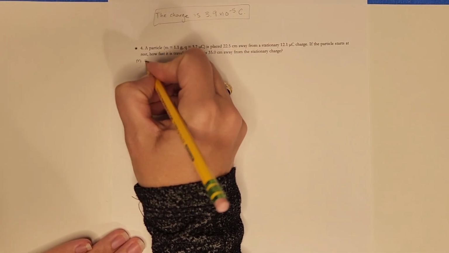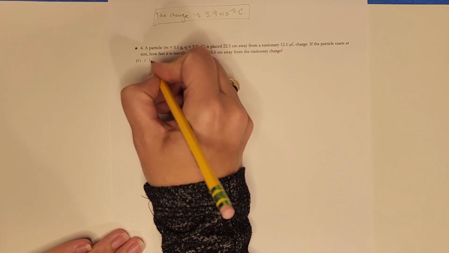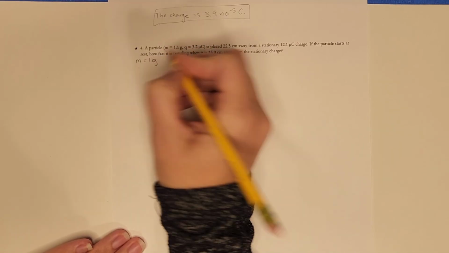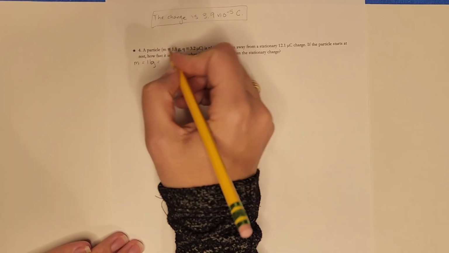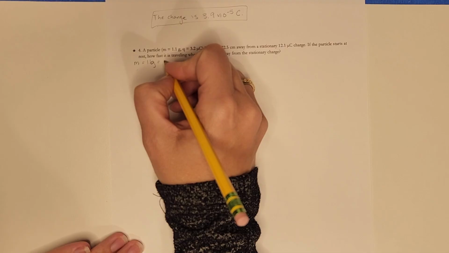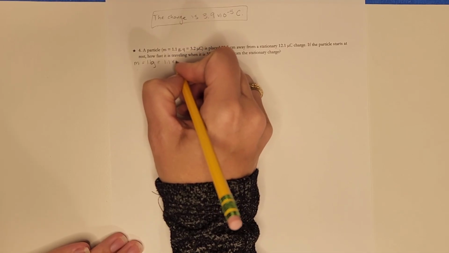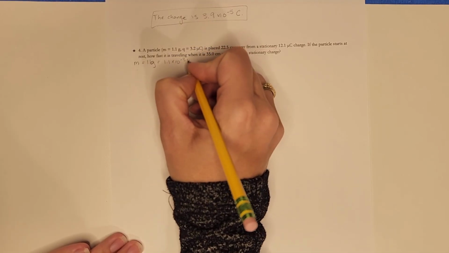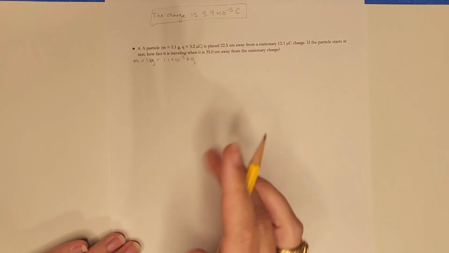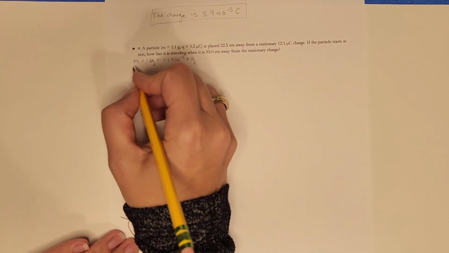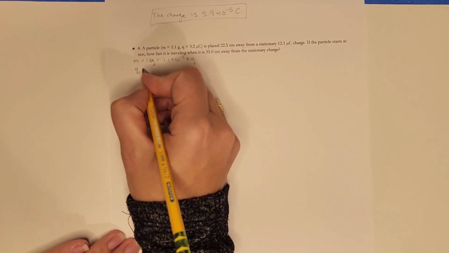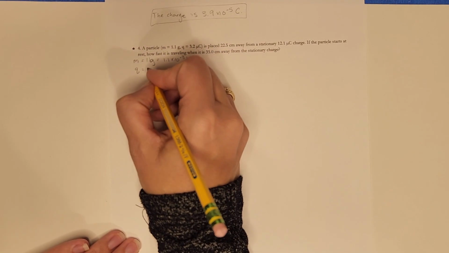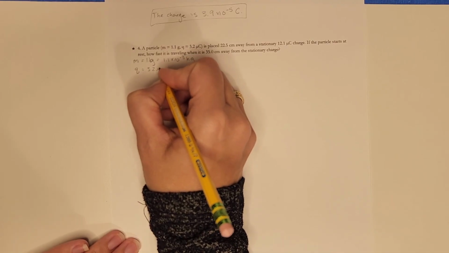We have a mass, and that is 1.1 grams, and we need to convert that into kilograms. We're just going to put that in scientific notation: 1.1 times 10 to the negative 3 kilograms. Okay, we have a charge that is a particle charge, so it's a lowercase q, and that is 3.2 microcoulombs.